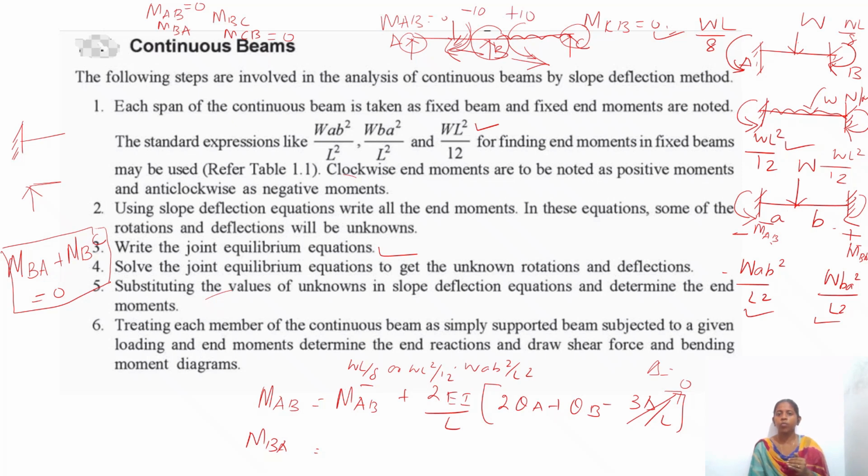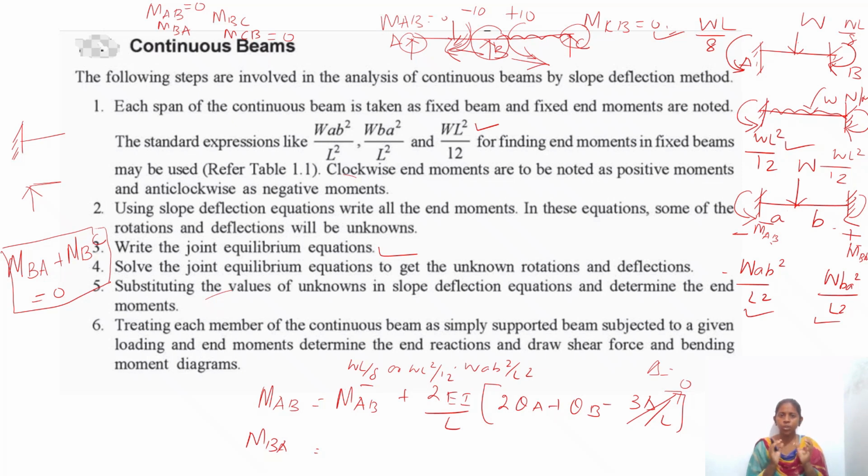So if you sum up these two values, then finally it becomes 0. So that is the joint equilibrium condition. Actually, let me recall the steps from the first. First of all, you are given the beam and you make each span a fixed support, and with the available loading, you calculate the fixed end moment with the available formulas.